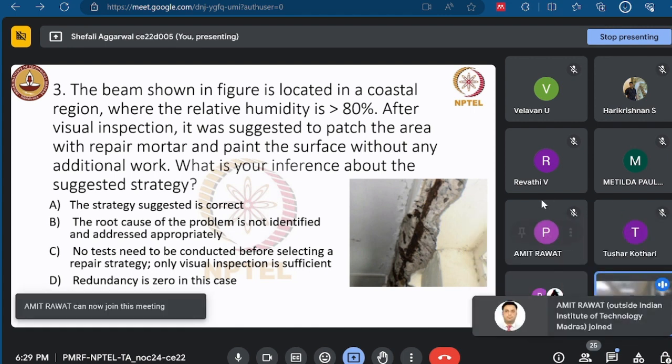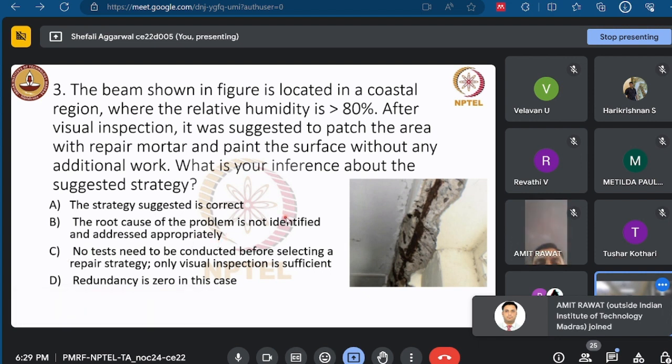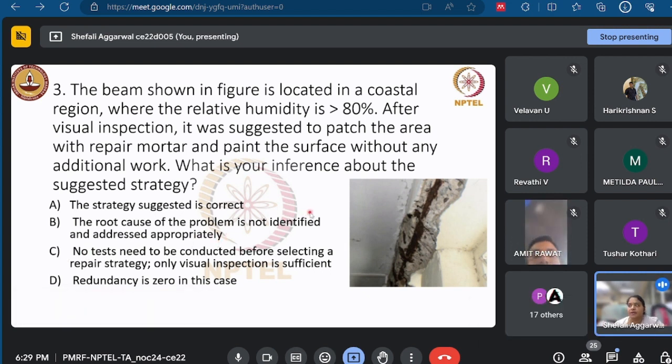Is the question clear first? What is the question telling? We have a corroded area where the relative humidity is more than 80%. Then we saw the place, patched and repaired it, and then painted it. Do you think it is the right way to do the repair? No, ma'am. So this suggested strategy is incorrect, and the first option is completely wrong.